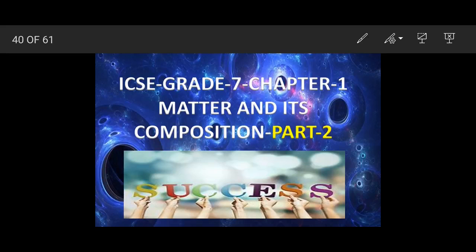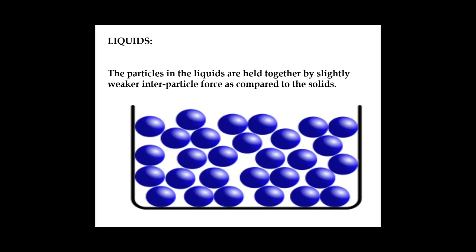Hello students, this video is about ICSE Grade 7 Chapter 1 Matter and its Composition Part 2. In Part 1, we discussed matter, characteristics of matter, Dalton's atomic theory and characteristics of solids. In this video, we will discuss the characteristics of liquids and gases.